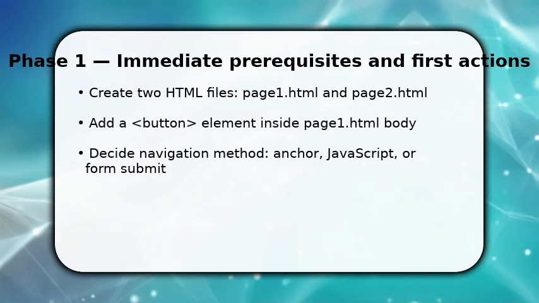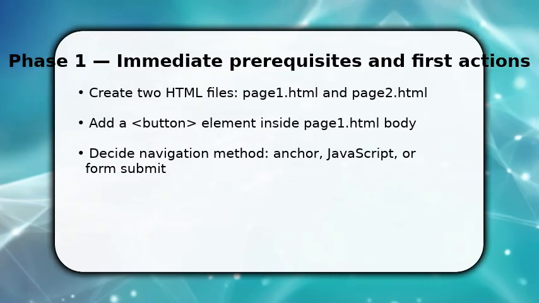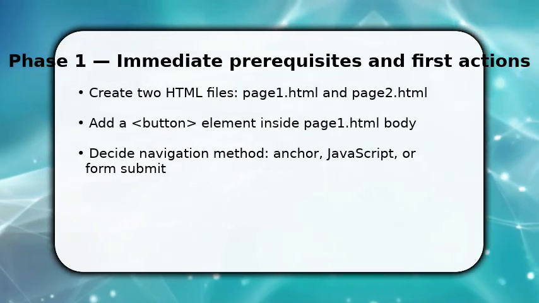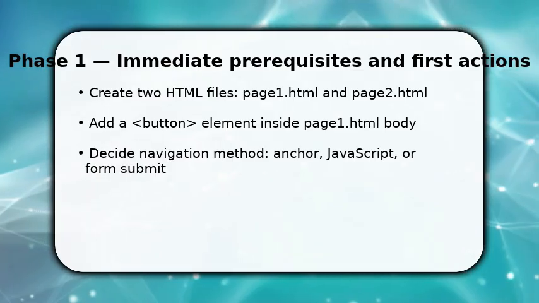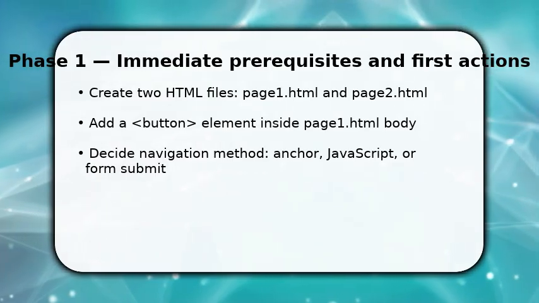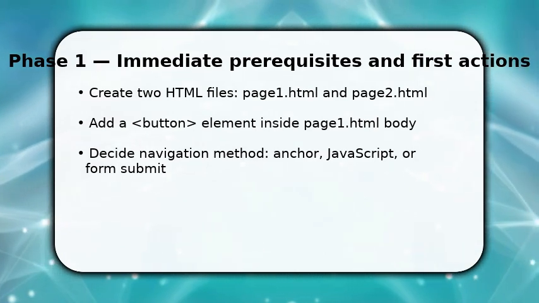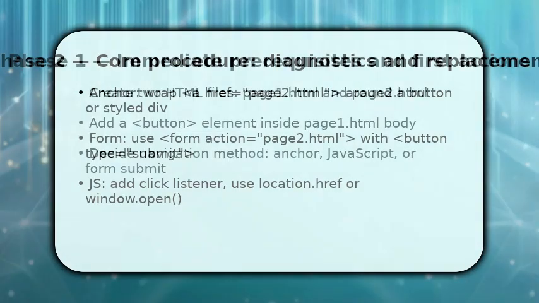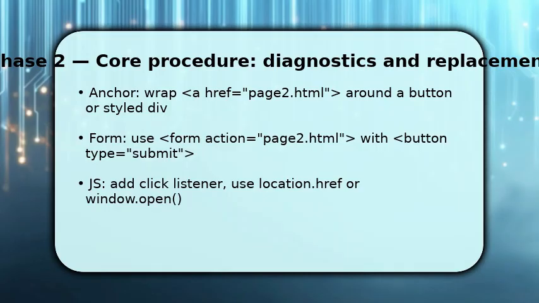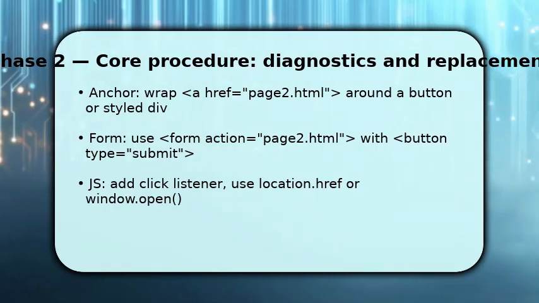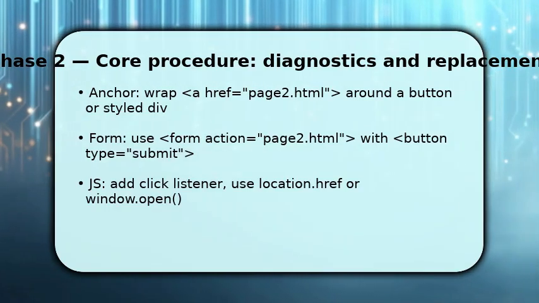I'll show each option. For now, add an ID to the button, like id equals go, so you can reference it reliably. This small setup prevents mistakes later and keeps your code organized. Next, implement navigation. If you want a simple link, wrap an href equals page2.html around a button element so the browser handles it naturally. This is accessible and fast.